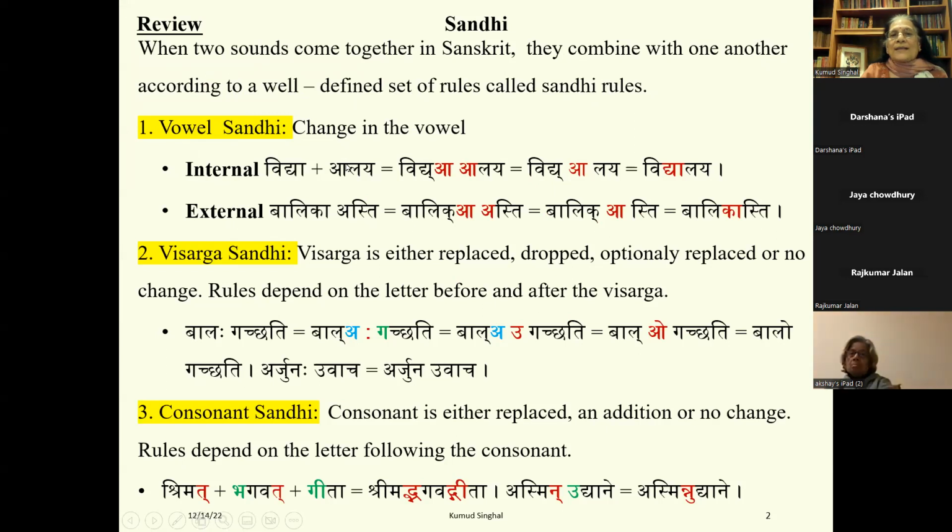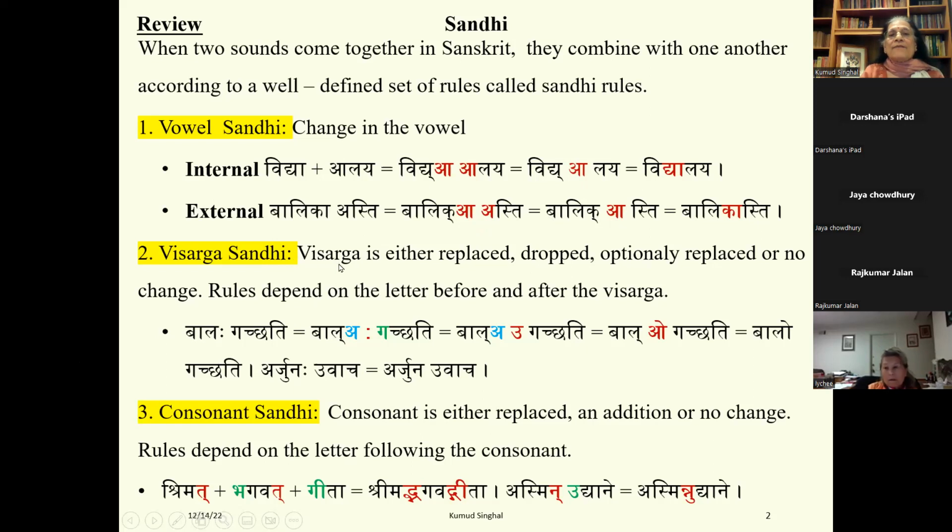So Vidya plus Alaya. Vidya ends in a long A. Alaya starts with a long A. So these two combine and become a long A. So Vidyalaya means the house of knowledge, or a school or a college. Then there is an external Sandhi, which is a Sandhi between the ending vowel of one word and the beginning vowel of the next word. So Balika Asti. Balika ends in A. Asti begins with A. These two become a long A. So this becomes Balikasti here.